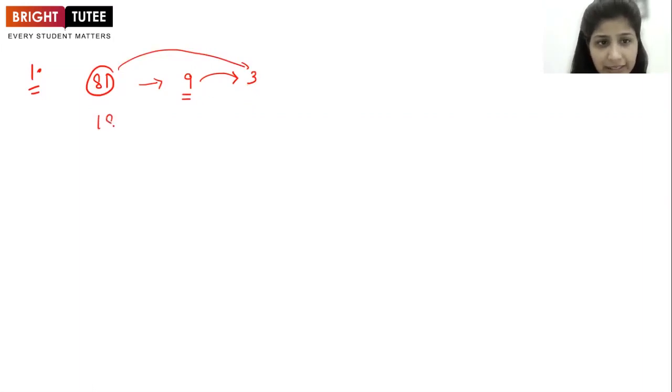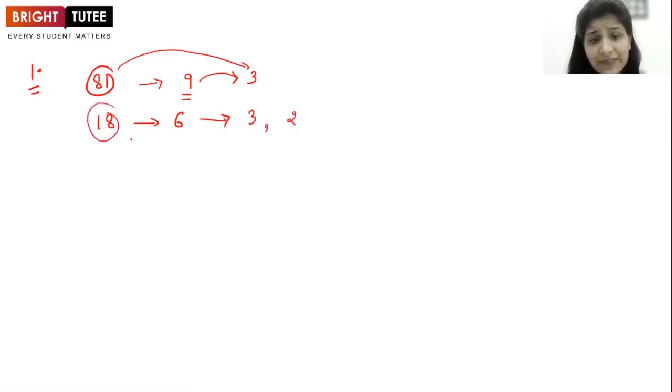Suppose I take 18, okay, and one of the factors of 18 is 6. 6 is also divisible by 3. Okay, 6's factor is 3, and 6's factor is 2 as well. So is 18 divisible by 3 and 2 both? Yes. So what actually we can say, you can try this for different numbers.